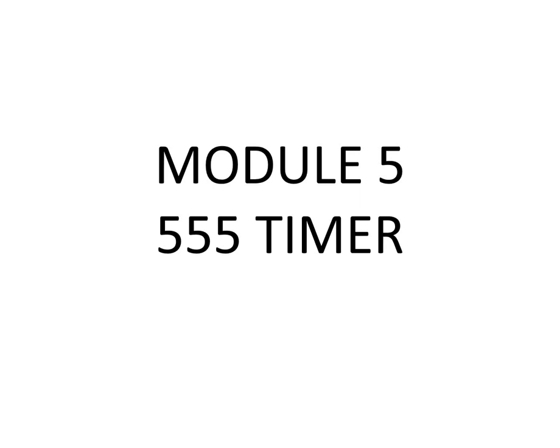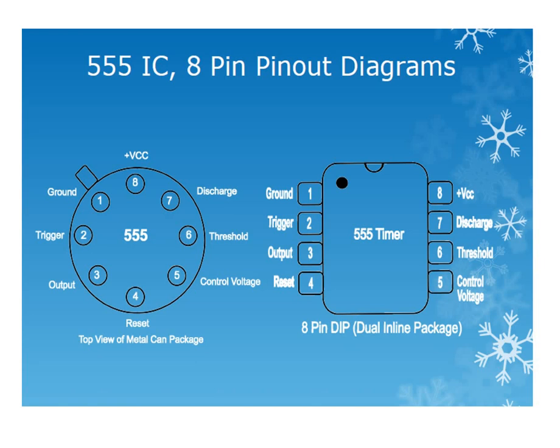Next we are going to discuss the pin-out diagram of the 555 timer. We have an 8 pin as well as a 14 pin 555 timer. Here we are discussing the 8 pin 555 timer. They are available in two packages, circular as well as dual inline package. We have 8 pins. First pin is ground, then second pin trigger, third pin output, fourth pin reset, fifth pin control voltage, sixth pin threshold, seventh one discharge and last one is VCC.